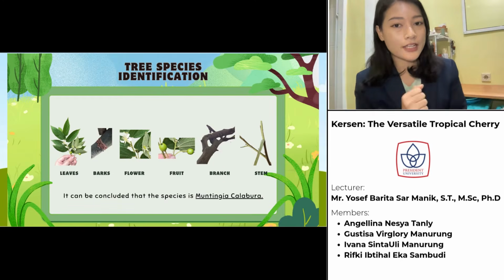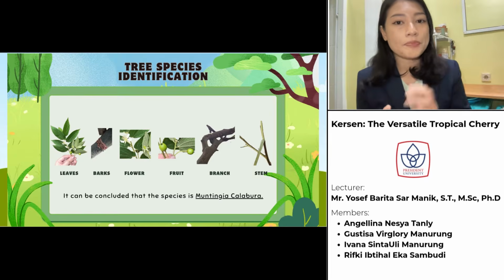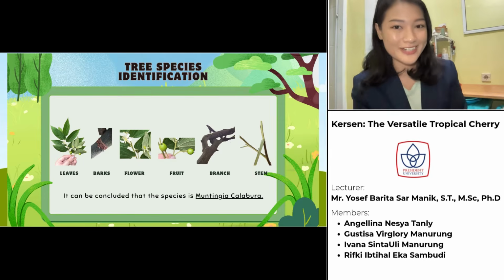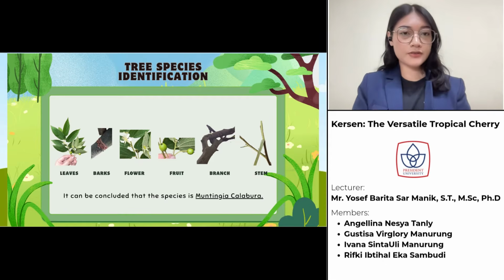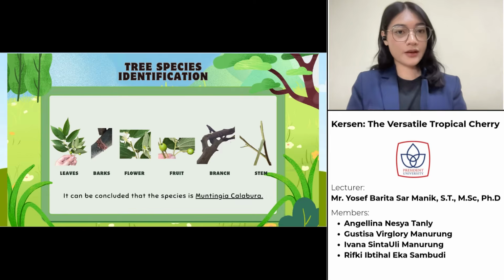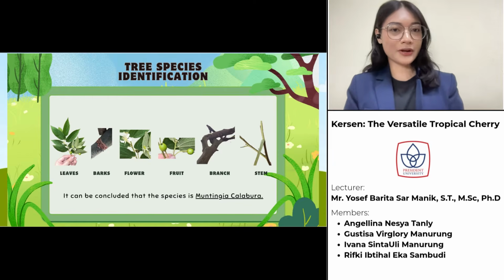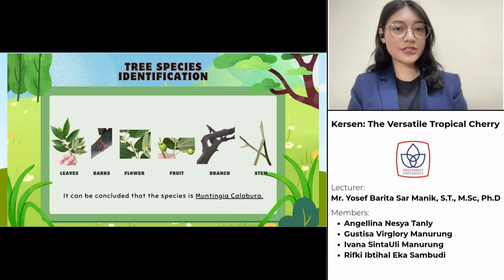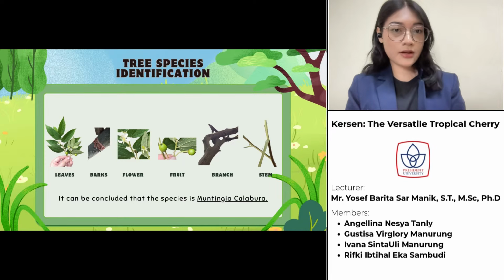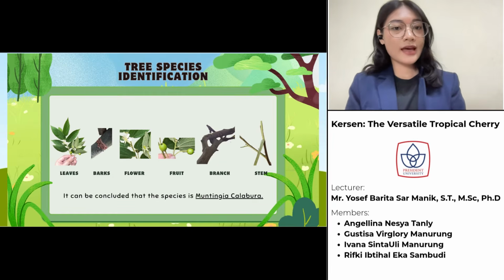As you can see in the slide, you will see the specimens or parts of the tree like the fruits, the leaf, the flowers, the bark, the stem, and also the branches. After figuring out the different parts of the tree, we can figure out that the tree is called Muntingia calabura because the leaves are long and jagged in the corner, and the flower is wide and small. The fruit is brown and green when it's not ripe yet. When it's ripe, the color is red. And for the stem, it's kind of small and a little green.